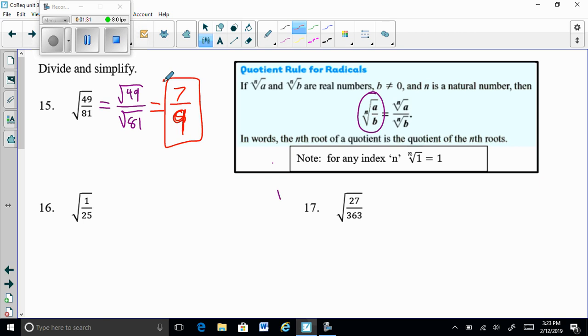Okay, and 16 is really not all that different. We can break this up into the square root of 1 over the square root of 25. The square root of 1 is going to be 1, and the square root of 25 is going to be 5. And so there we go, we get 1/5.